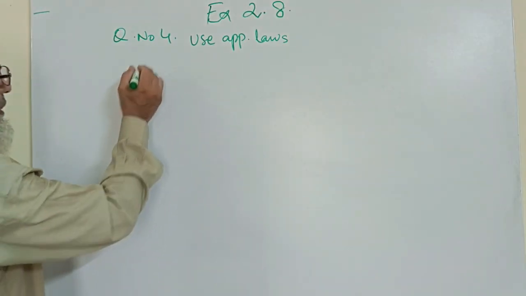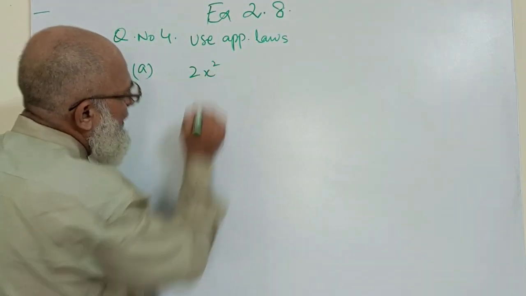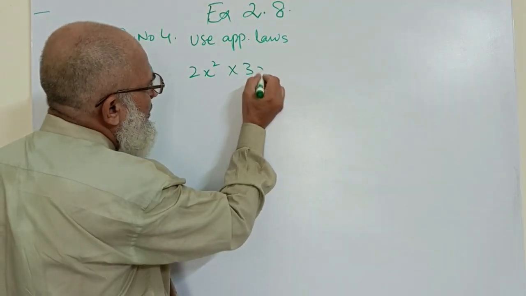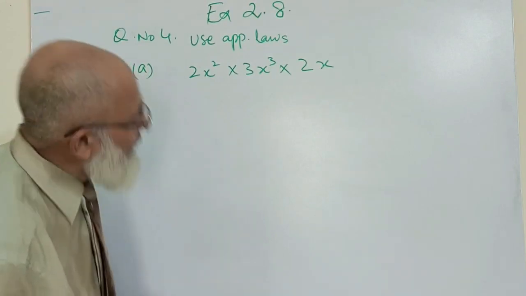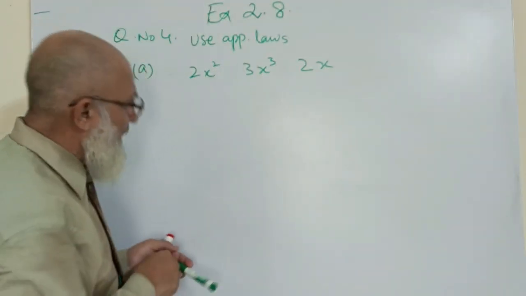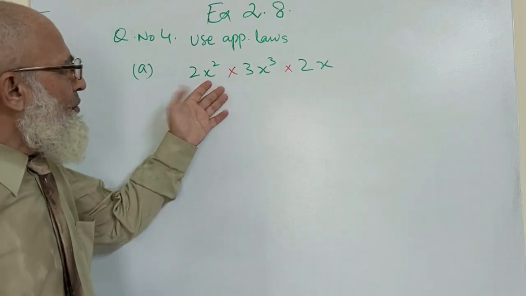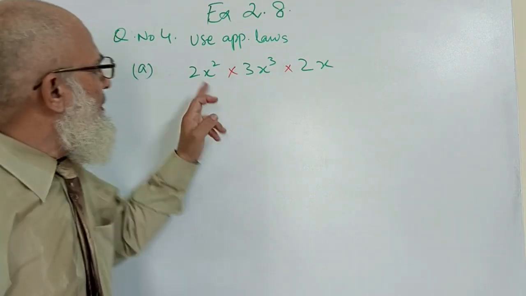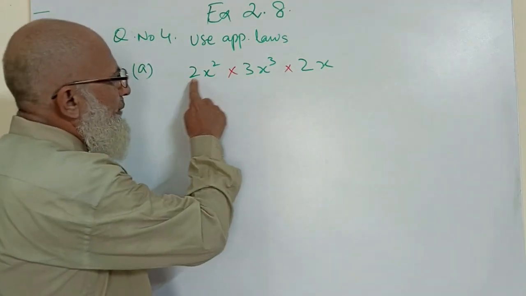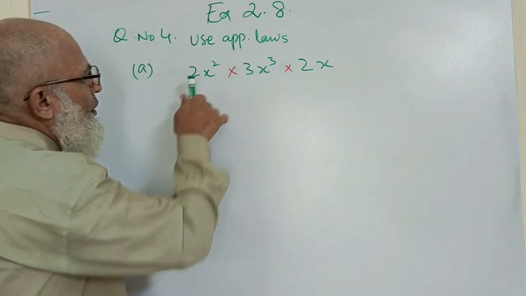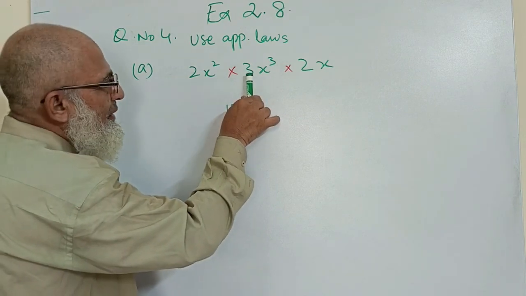Now part A of this is 2x square multiplied by 3x cube and multiplied again by 2x. It will be convenient if I write the multiplication sign with another color. Now you will find it easier. You see, dear students, that there are coefficients, and there are bases or variables which are the same. First of all, we'll multiply the coefficients together. 2 times 3 is 6, 6 times 2 is 12.